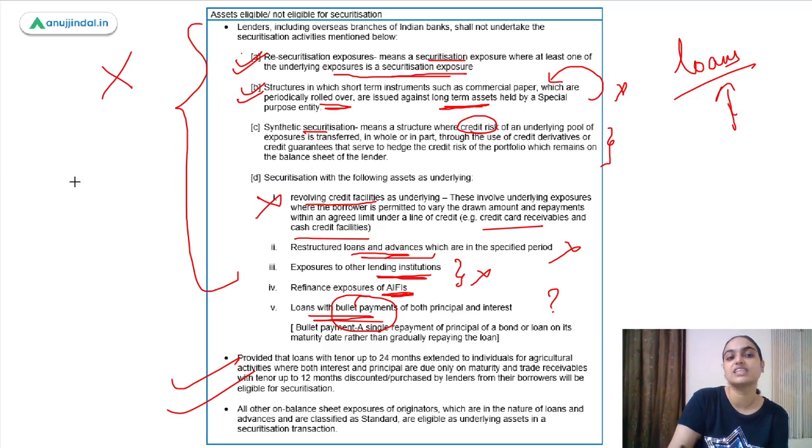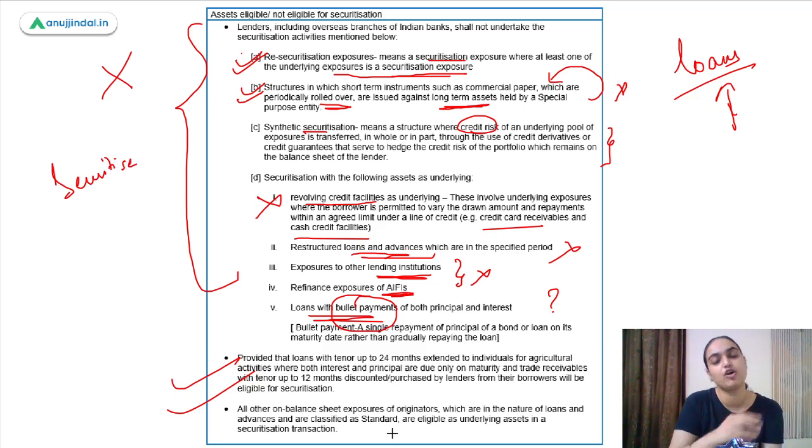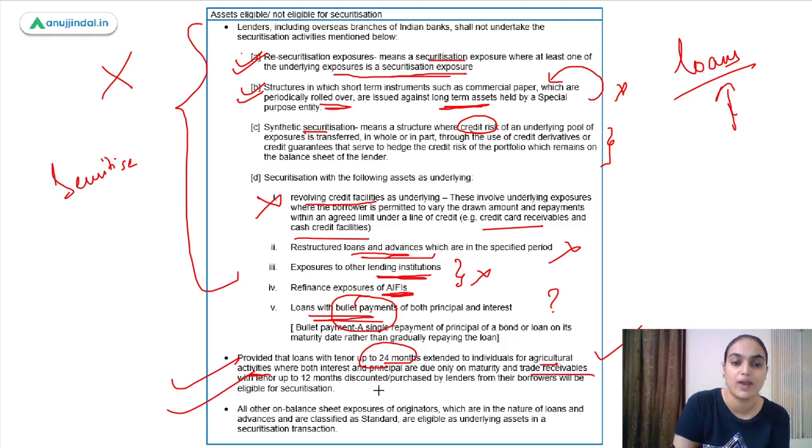So these are the cases where you cannot securitize your assets, but you can securitize them for all other kinds of loans mentioned in your balance sheet. Suppose you have given some loans having a tenure up to 24 months, and you have given such loans for agricultural activities, then in that case you can securitize them. If there are some trade receivables up to 12 months, they might have been discounted by the lender, so all those trade receivables are also eligible for being securitized. तो ये कुछ चीज़ें थीं कि आप इन्हें securitize कर सकते हो या नहीं कर सकते हो.